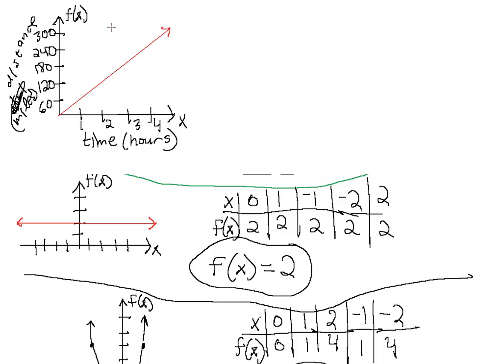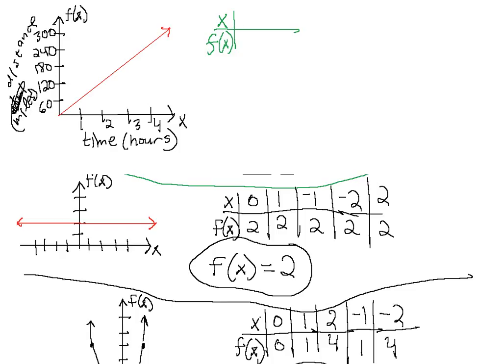Okay, so the graph shows a distance driven by a car. What we want to do is find the function representing the distance as a function of time. So let's go ahead and make a table of values using a few points from this graph. So we have x and f of x.